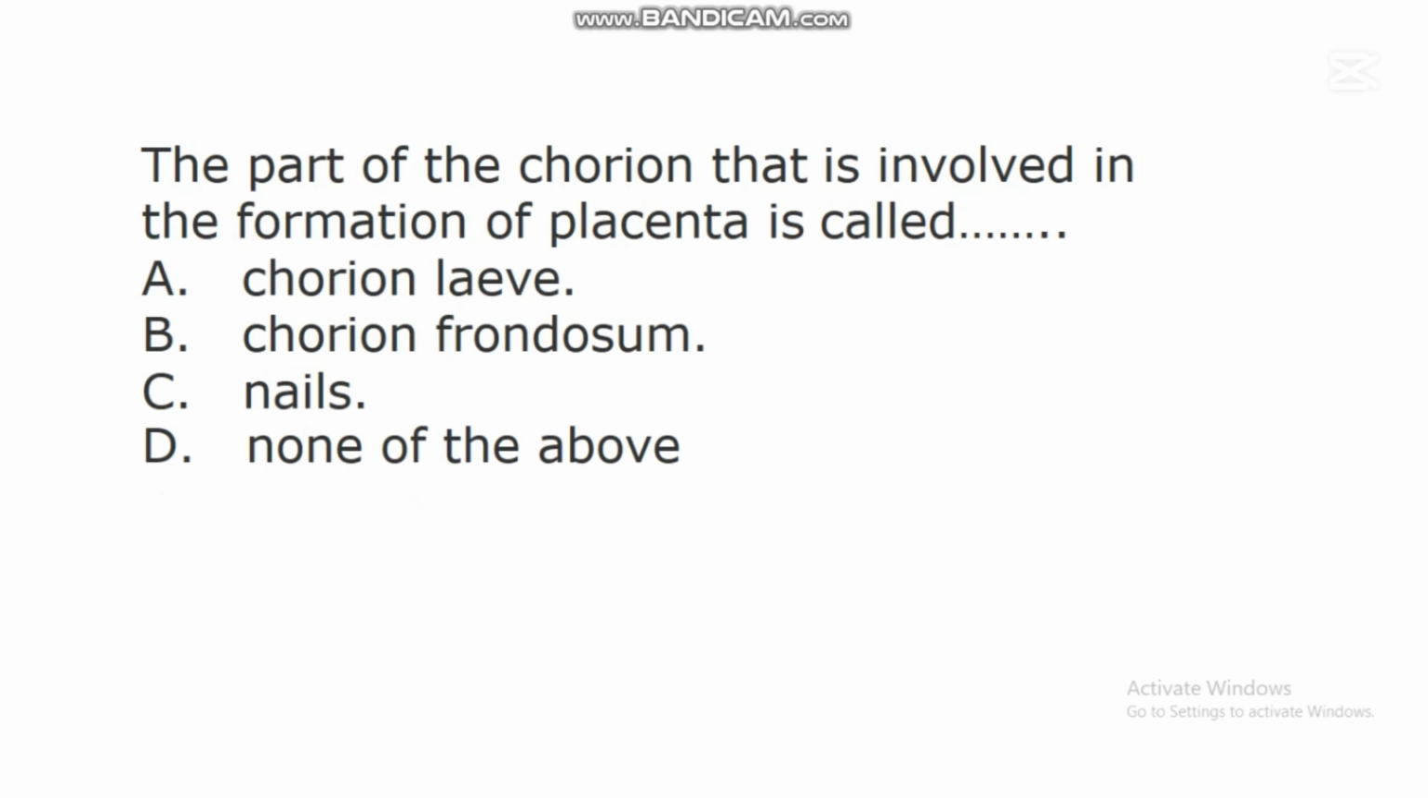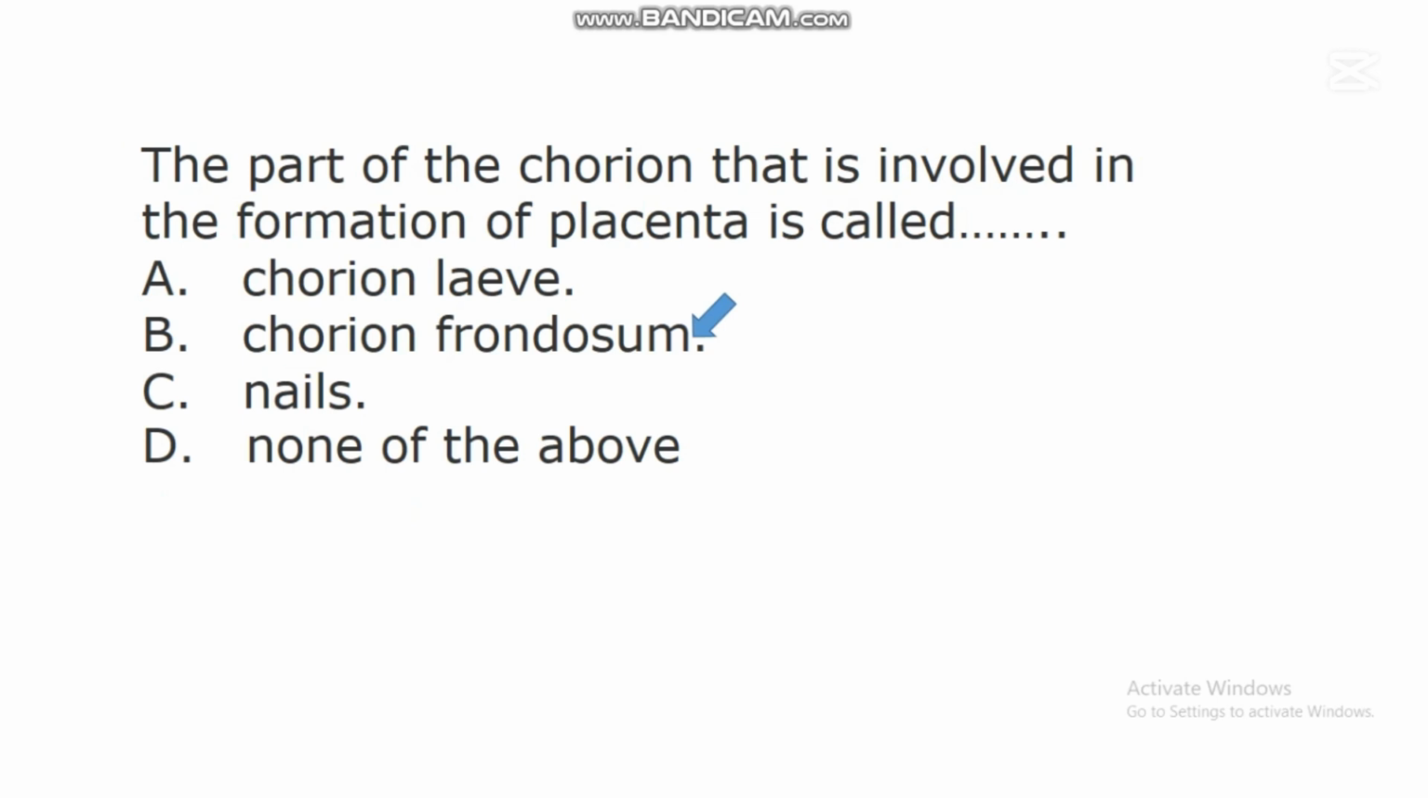The next question says, the part of the chorion that is involved in the formation of placenta is called dash. A, chorion laeve. B, chorion frondosum. C, nails. D, none of the above. In this question, the correct answer is B, chorion frondosum.